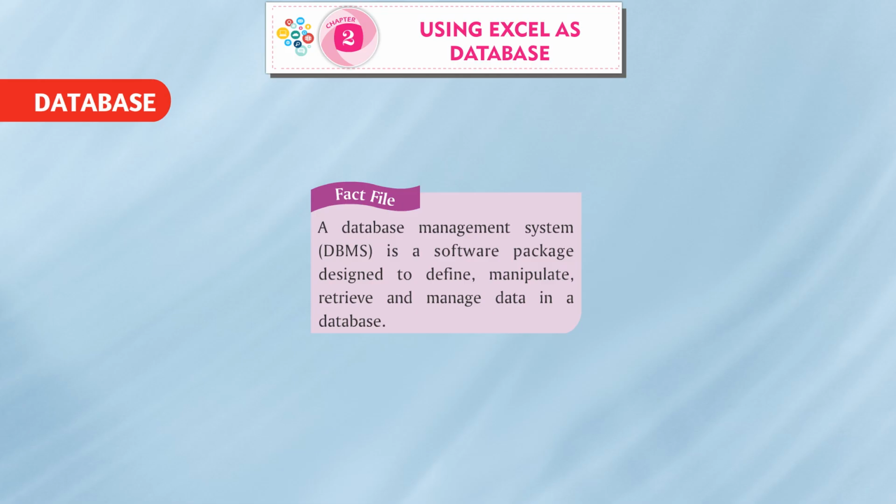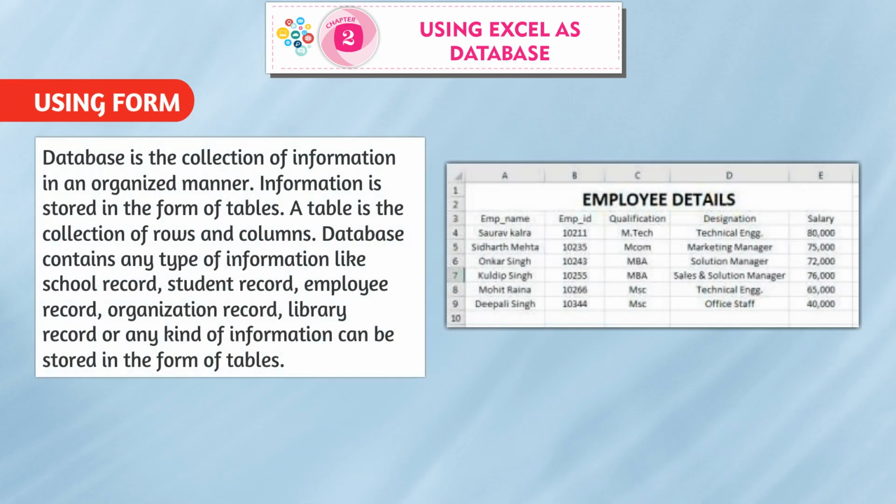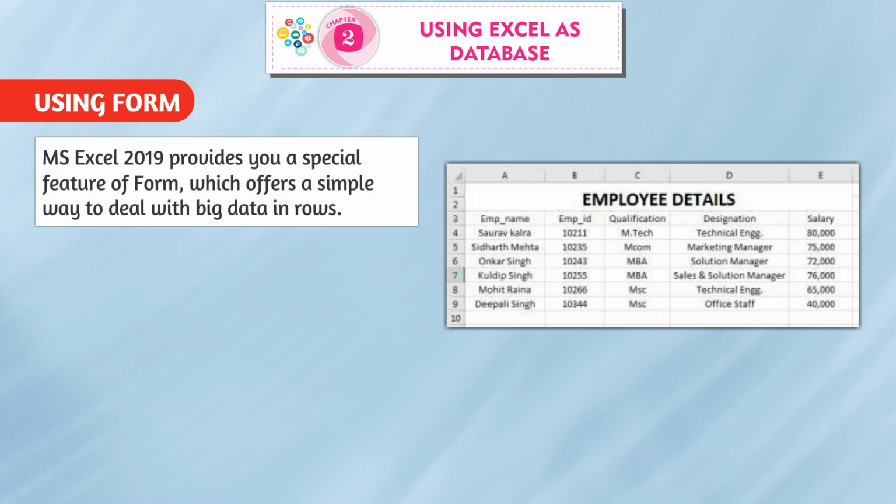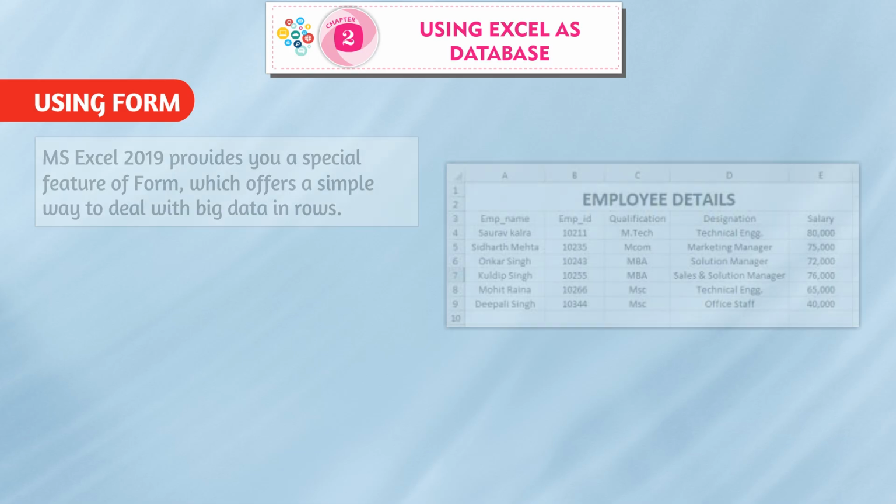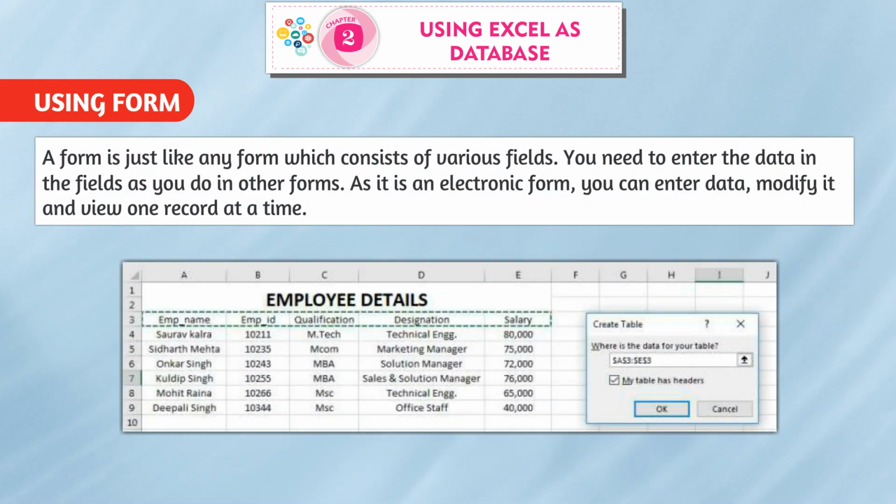Using form. When you enter the data in the form of a table in the Excel sheet, you need to enter the data for each row one by one. In this way, you need to manage the lists where the information is arranged in the rows of the table. MS Excel 2019 provides you a special feature of form, which offers a simple way to deal with big data in rows. A form is just like any form which consists of various fields.